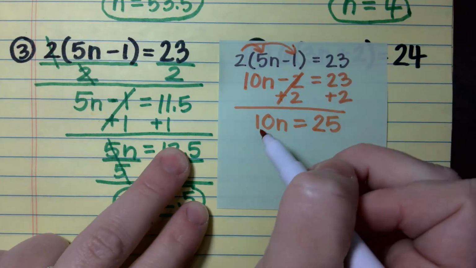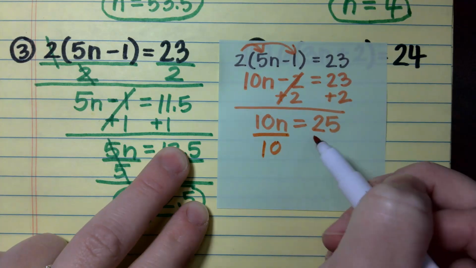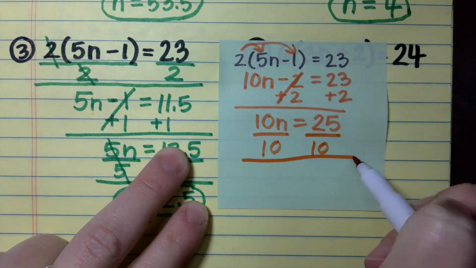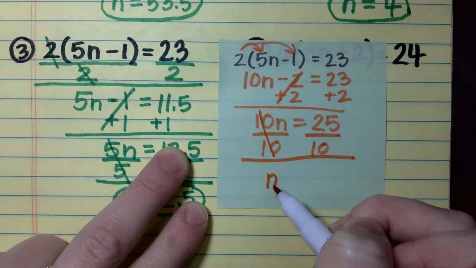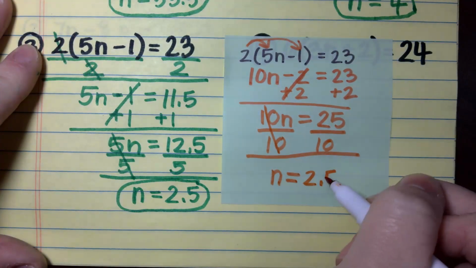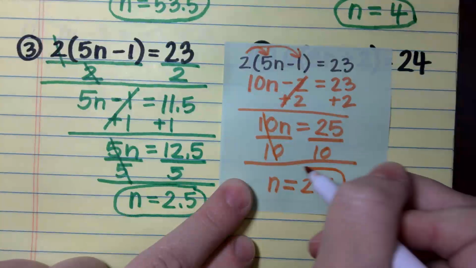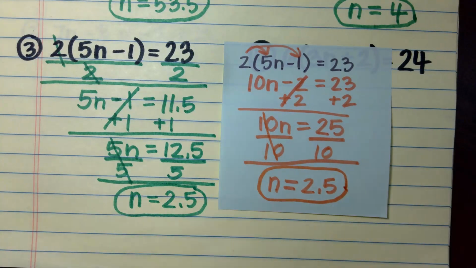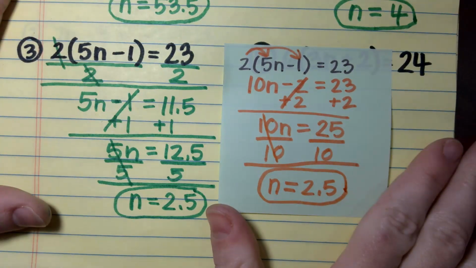Divide by 10 on both sides. And when you do that, you will get n equals, same thing, 2.5. So either method works perfectly fine, just whatever you're more comfortable with. All right, do we have any questions about number 3?